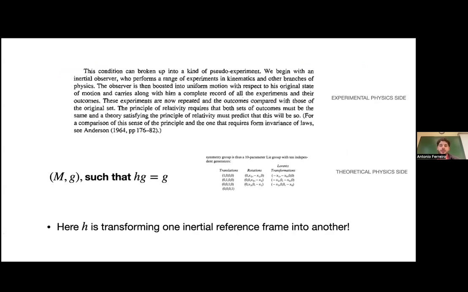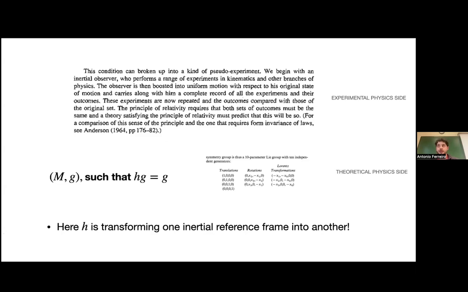So let me read here how this experimental idea works. This condition can be broken up into a kind of pseudo-experiment. We begin with an inertial observer who performs a range of experiments in kinematics and other branches of physics. The observer is then boosted into uniform motion with respect to its original state of motion and carries along with him a complete record of all experiments and their outcomes. These experiments are now repeated and the outcomes compared with those of the original set. The principle of relativity requires that both sets of outcomes must be the same, and a theory satisfying the principle of relativity must predict this will be so.